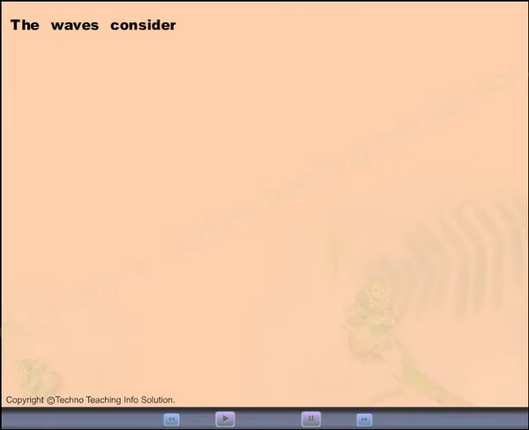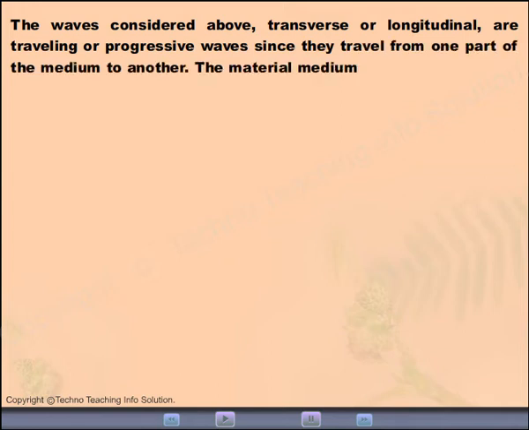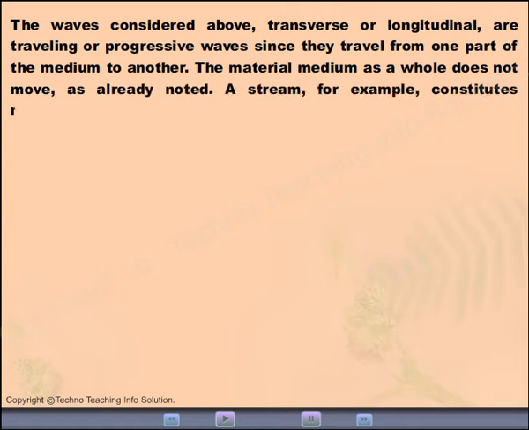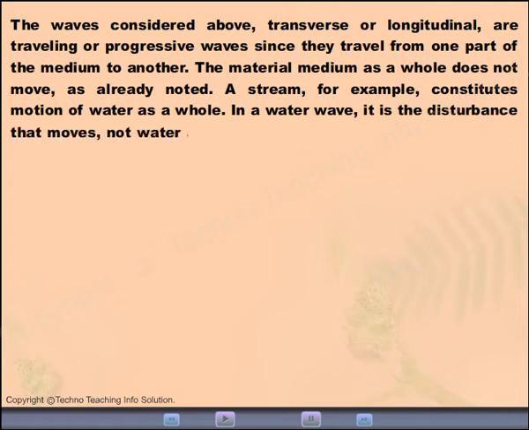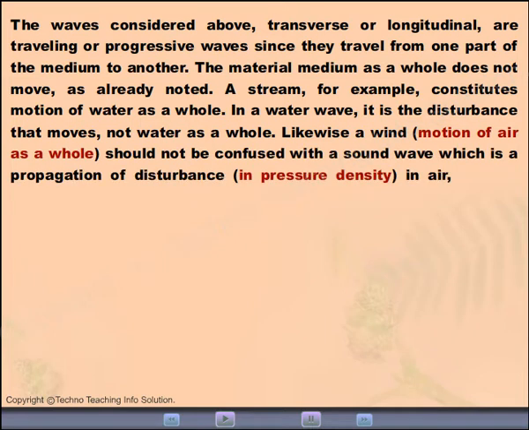The waves considered above, transverse or longitudinal, are traveling or progressive waves since they travel from one part of the medium to another. The material medium as a whole does not move, as already noted. A stream, for example, constitutes motion of water as a whole. In a water wave, it is the disturbance that moves, not water as a whole. Likewise, a wind, motion of air as a whole, should not be confused with a sound wave, which is a propagation of disturbance in pressure and density in air, without the motion of the air medium as a whole.